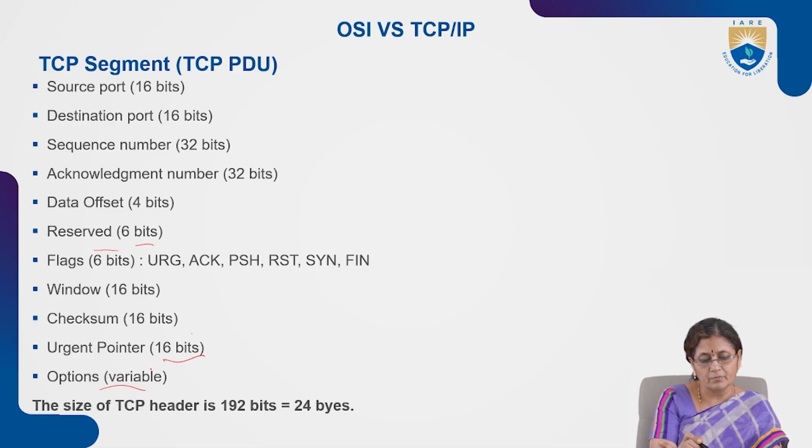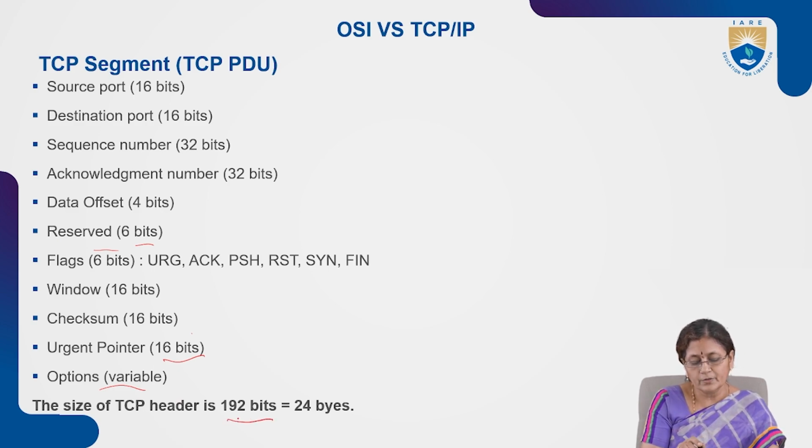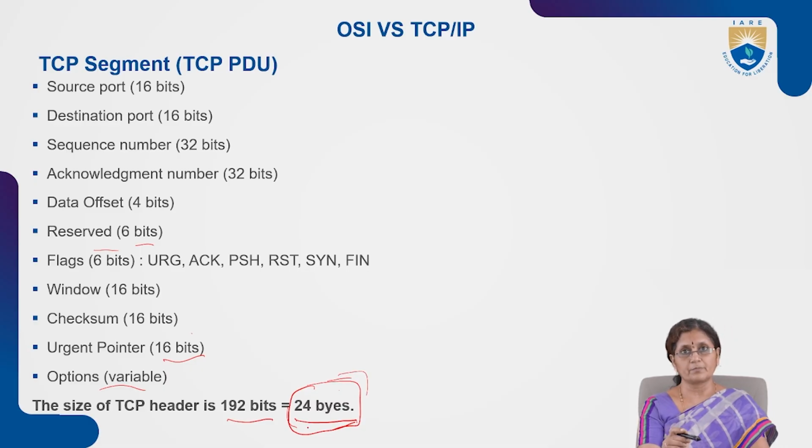Options are variable. The size of the TCP header is 192 bits. If you want it in bytes, 1 byte is equal to 8 bits, so 192 divided by 8 gives you 24 bytes. Header means some extra information is added to the segment or the data, so that information is not lost. So this 24 bytes is the size of the TCP header.